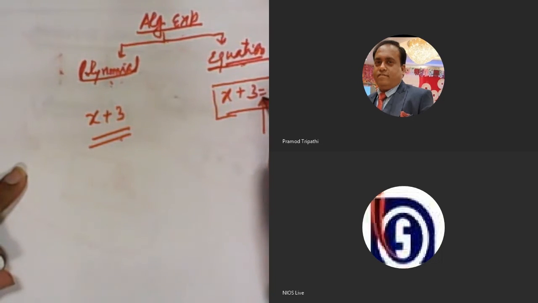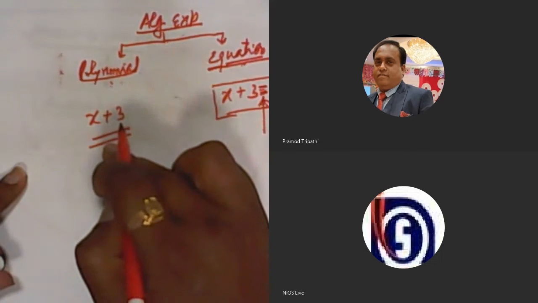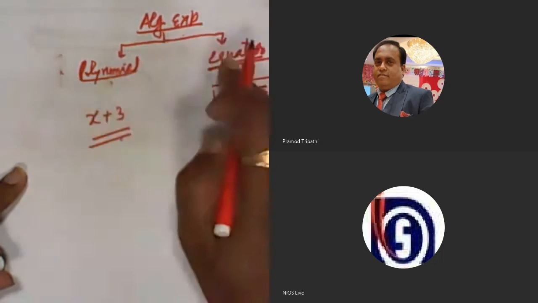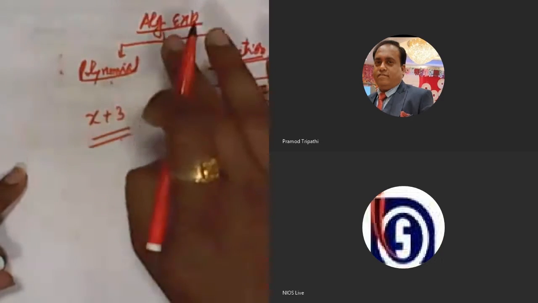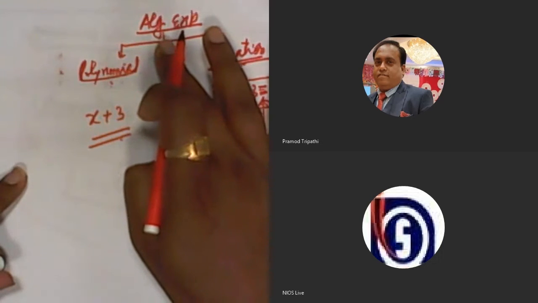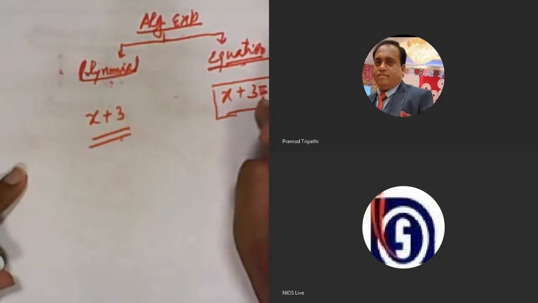The equation must have the sign of equality. But in the case of polynomial, there is no sign of equality. So both come under the algebraic expression. So polynomial and equation both are algebraic expressions. It is a condition between two algebraic expressions. The condition is the sign of equality here.